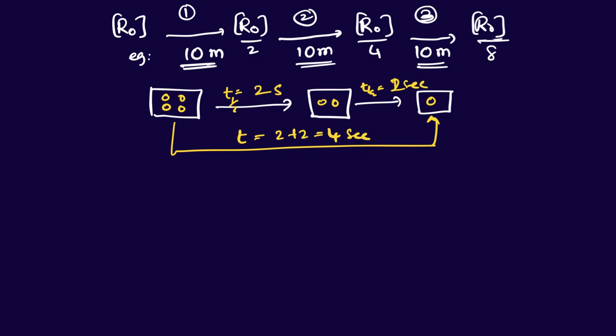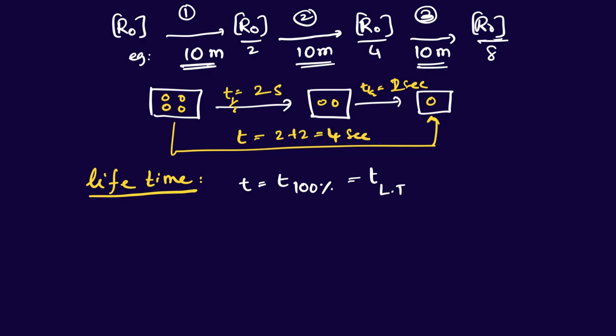Now, lifetime. In the lifetime, time required for 100% of the reaction to be completed. Therefore, T is represented as T 100%, otherwise T lifetime. Similarly, R at T time concentration is completely converted into product, that's why 0. Now put into the formula.